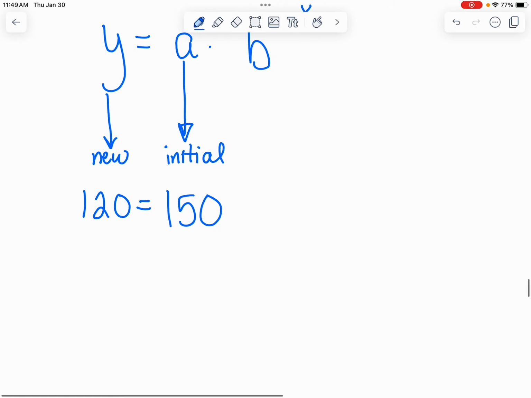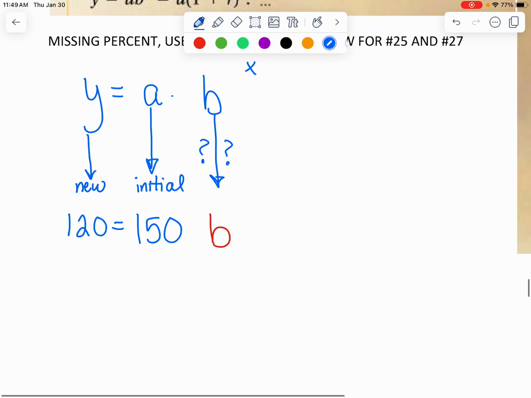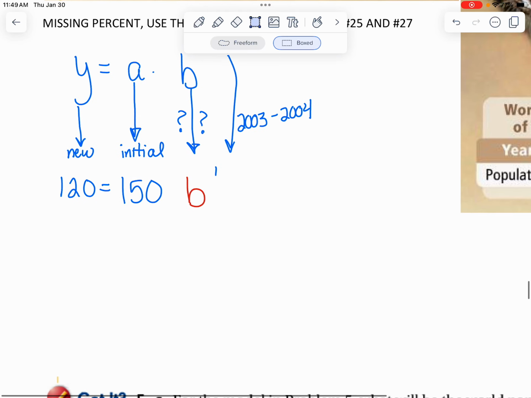We have no idea what the percent is. We have no idea what the factor is, so we're just going to leave B as B. In fact, I'm going to use a different color because it's unknown. Now, X is how many years went between these two items. So it went from 2003 to 2004. So that's just a difference of 1 year. So your new equation is that equation right there.